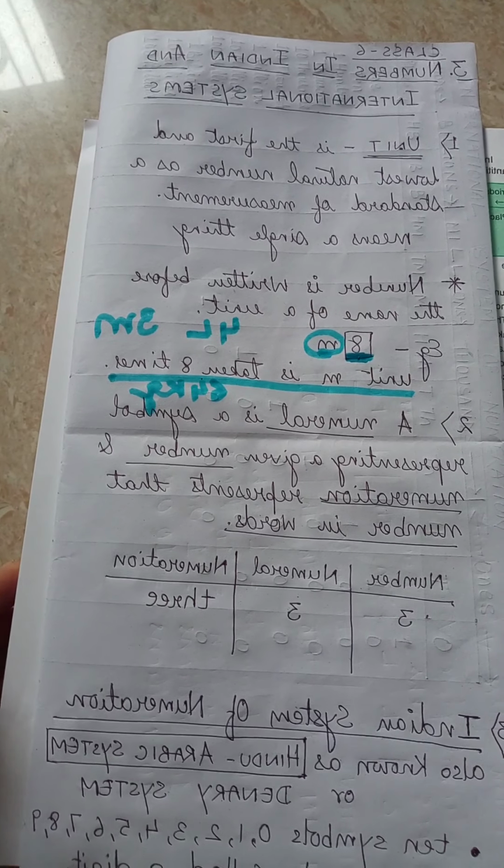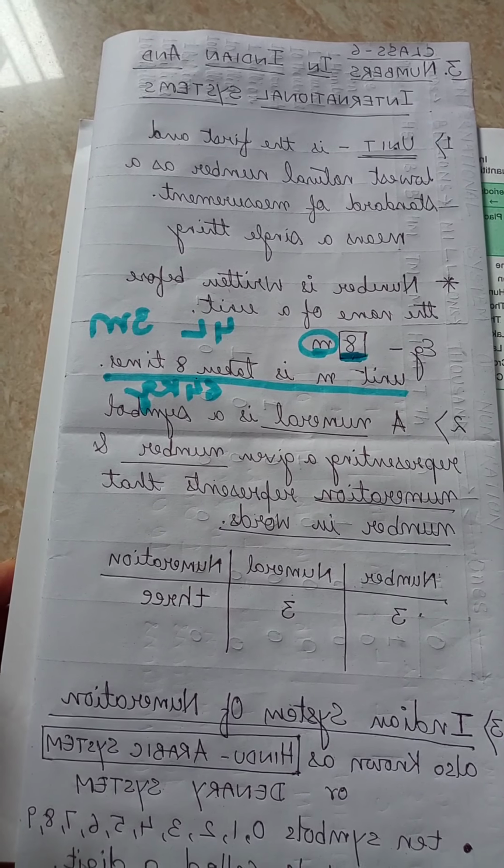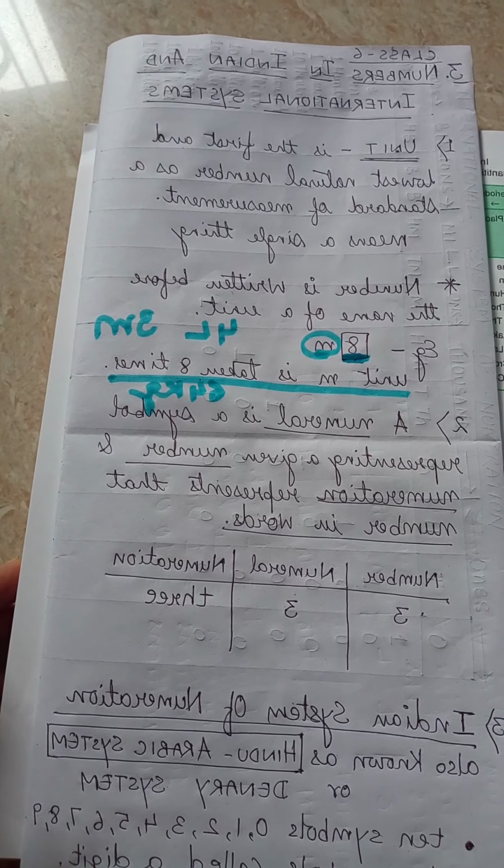Hello children, let's start with class 6, chapter number 3, numbers in Indian and international systems.